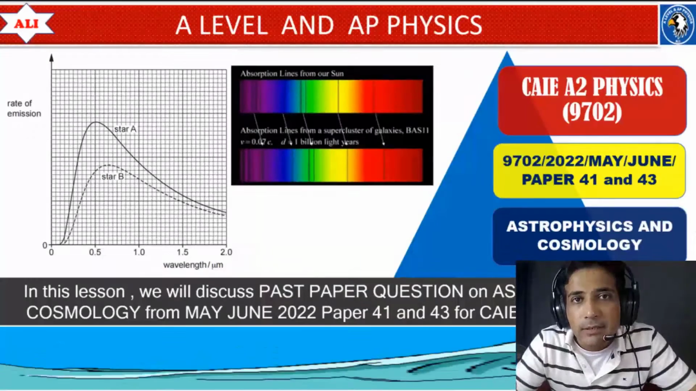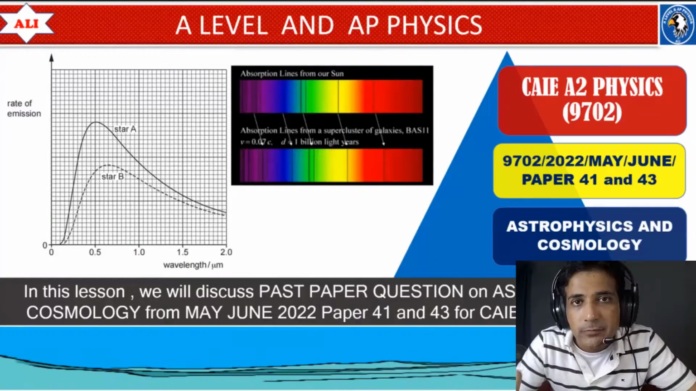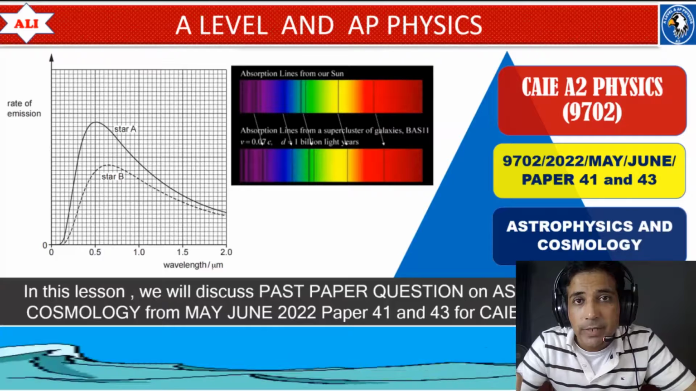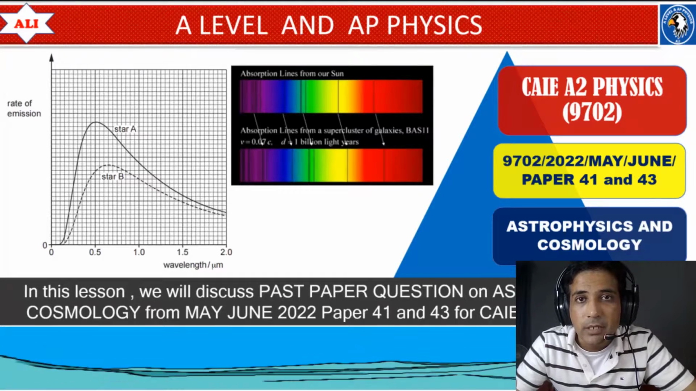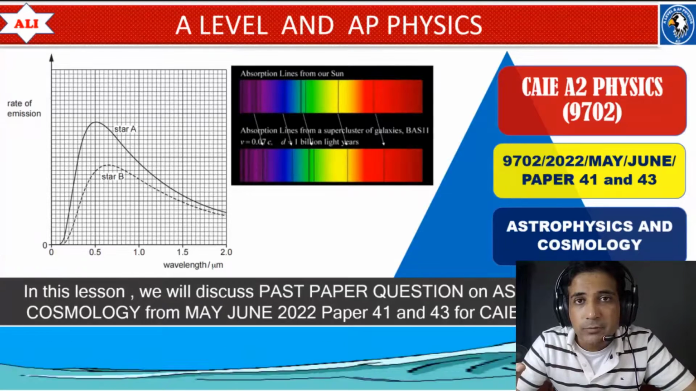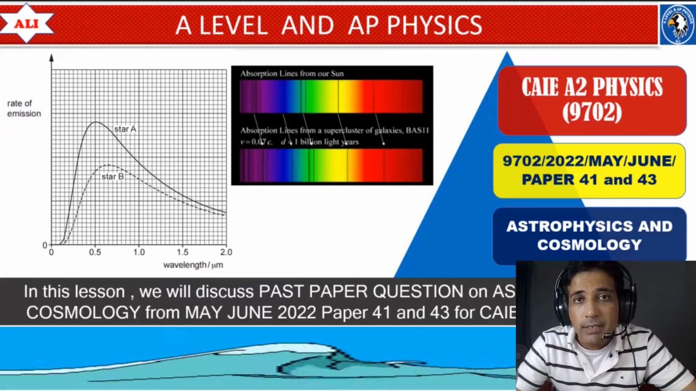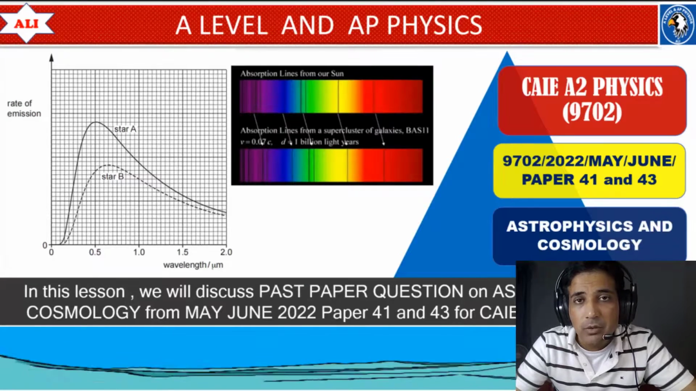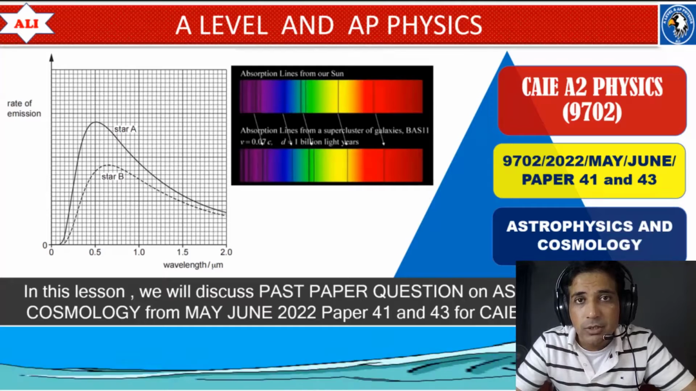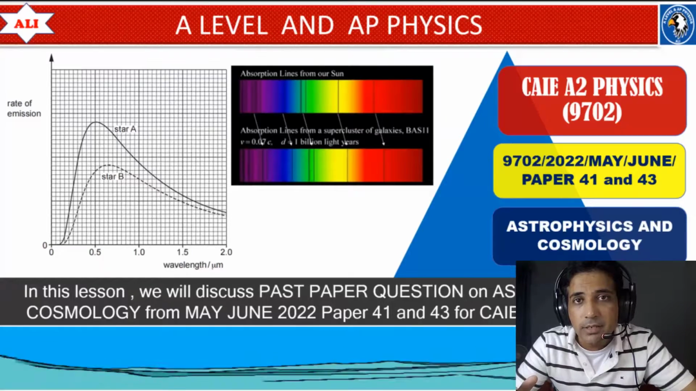Welcome to A-Level and AP Physics. In today's lesson, we will discuss one very important past paper question on astrophysics from May June 2022, paper 4, variant 1. I say this question is very important because the points we will cover are key concepts from this topic. In today's class, we will talk about Wien's displacement law and also do some calculations based on it. We will also talk about redshift and some other important points about astrophysics and cosmology. Let's study together. Let's improve together.